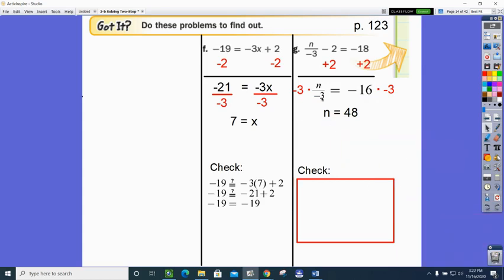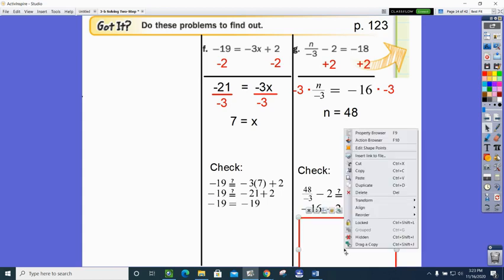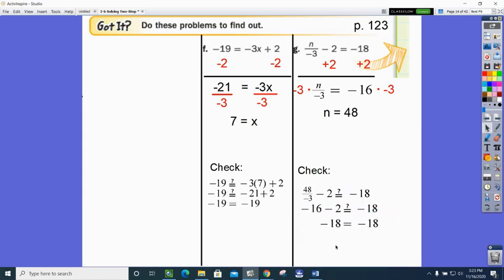So the question is, 48 divided by -3, take away 2, is that -18? So I'm going to rewrite that. I'm going to pick up my calculator. I'm going to divide before I subtract. And when I divide 48 by -3, I get -16. And -16 minus 2 is -18. And I am a happy girl.